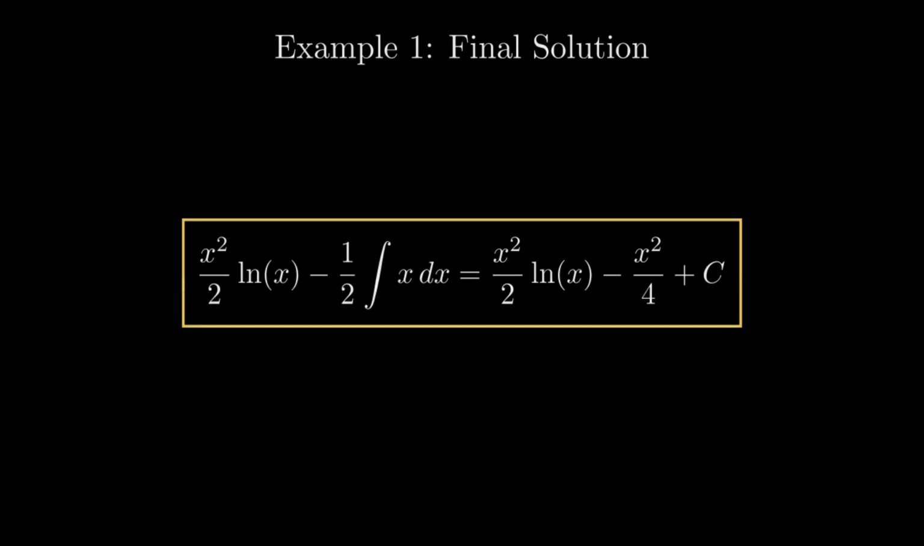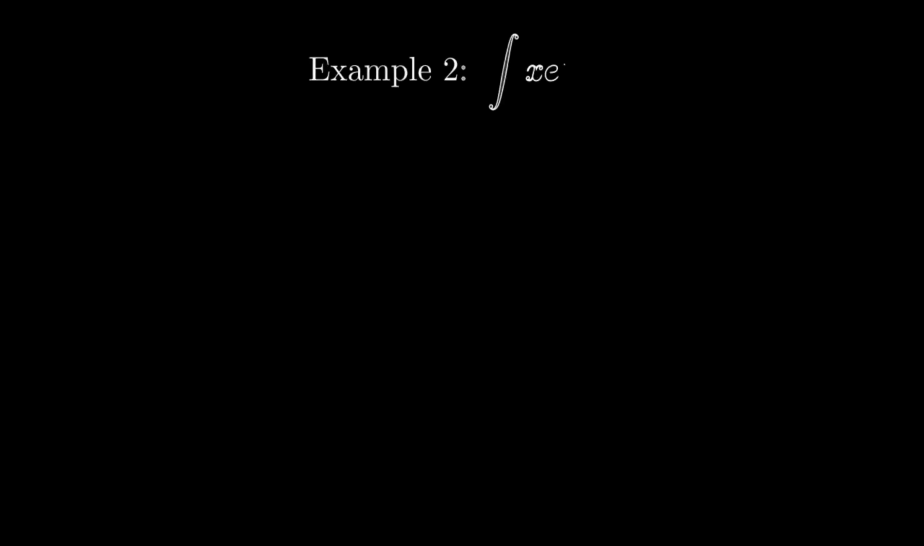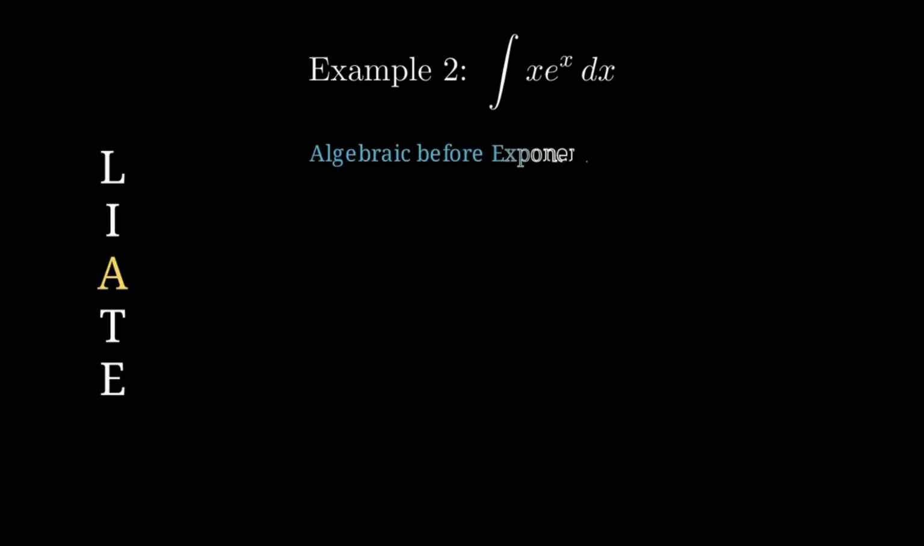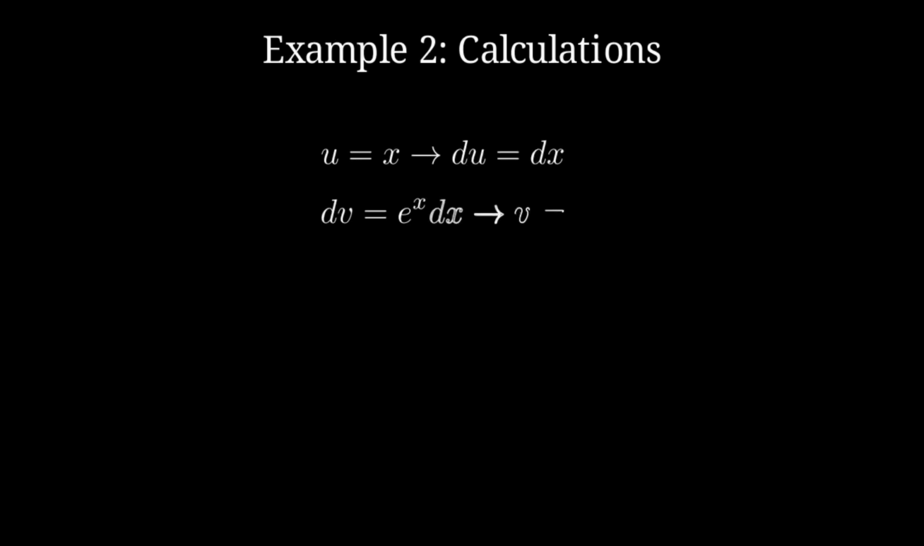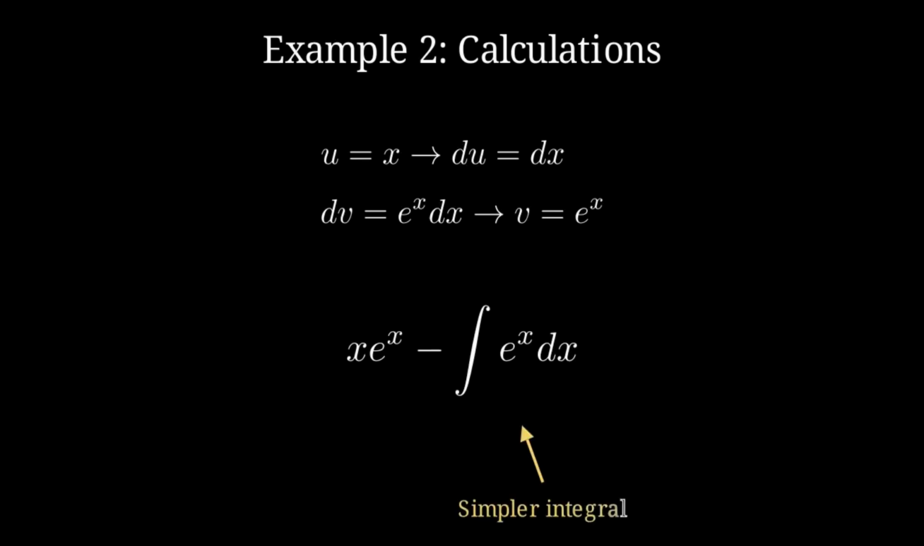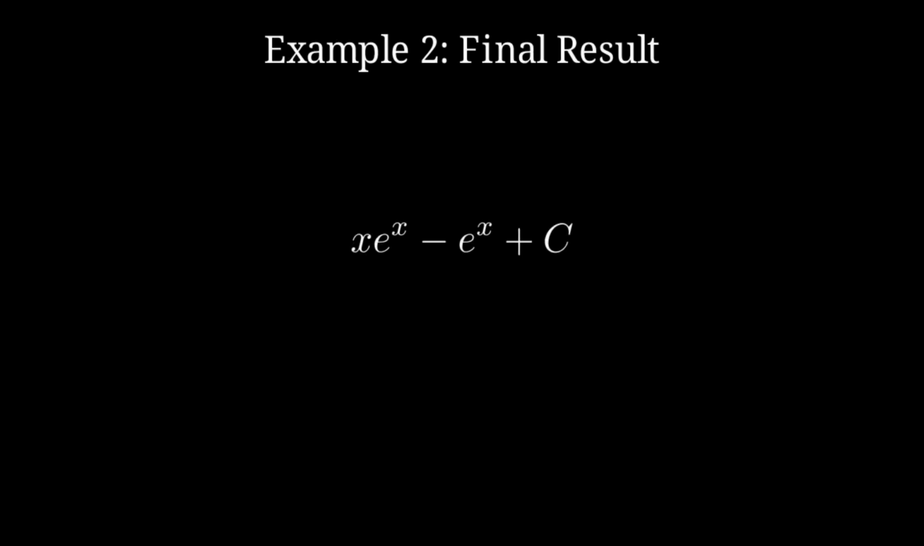In this example, we have an algebraic term x and an exponential term e to the x. Since A comes before E in LIATE, we choose u equals x. Differentiating x gives us 1, which effectively removes the variable from the second integral. Integrating e to the x remains e to the x. The result is a very straightforward calculation. The final answer is x times e to the x minus e to the x, plus c.